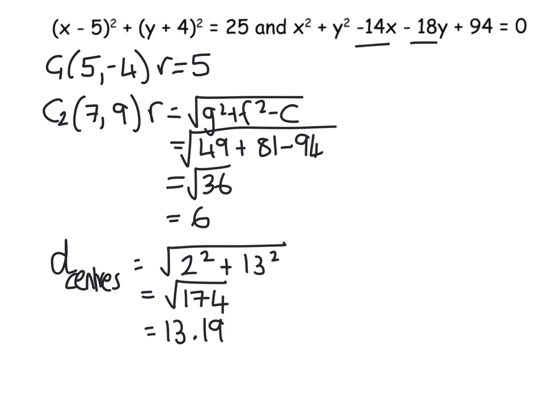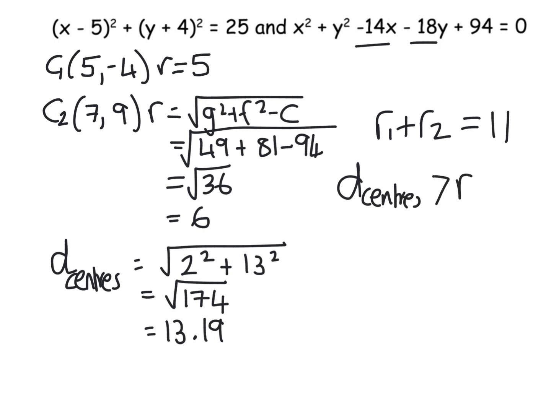Okay, quick comparison. So R1 plus R2 equals 11. So my distance between the centres is greater than R1 plus R2. So the 11 is what the distance should be if they touched. My distance is bigger than that, so the circles have been pulled apart. So the circles do not intersect.